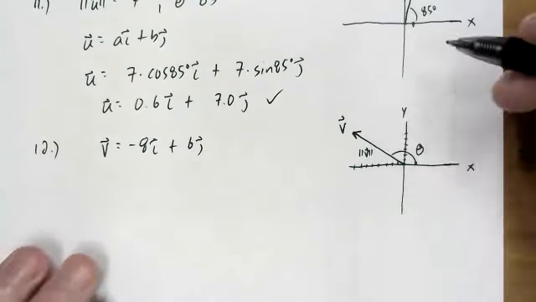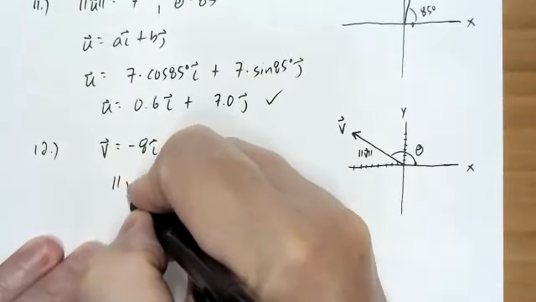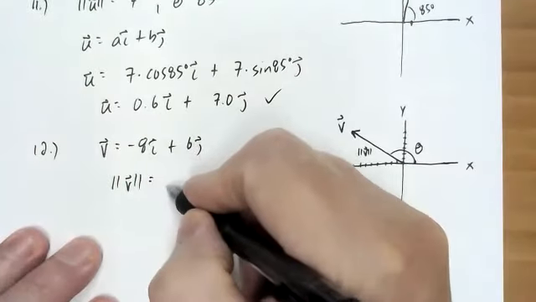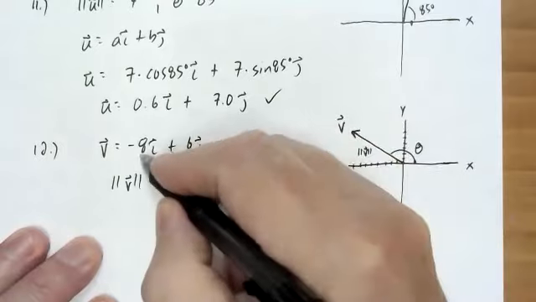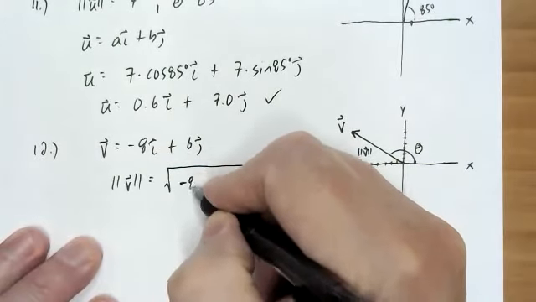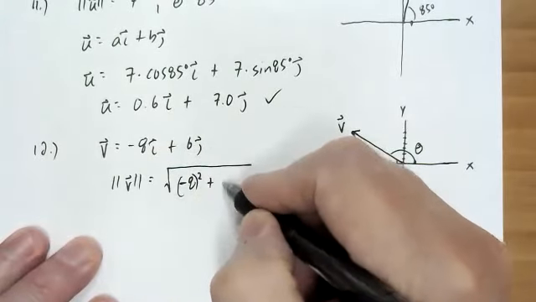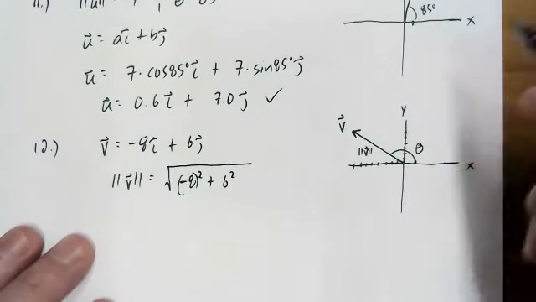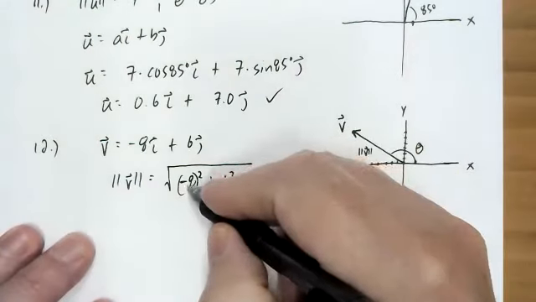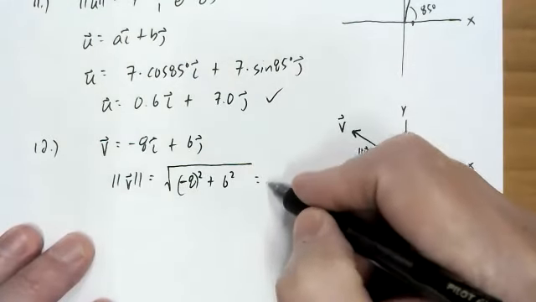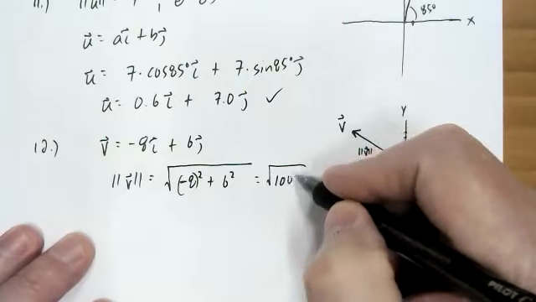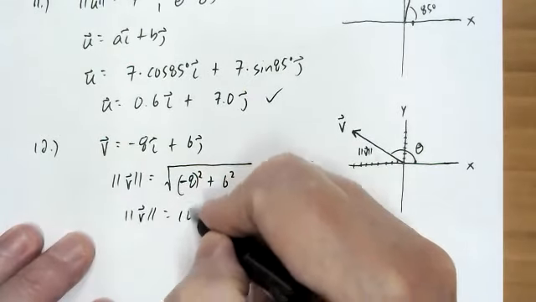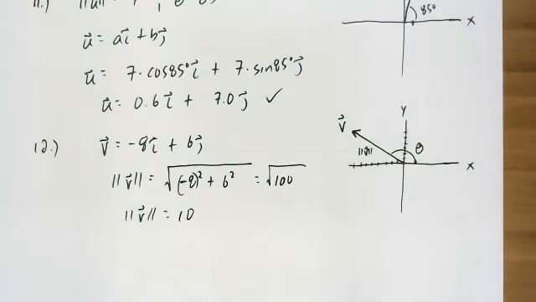Let's do the magnitude first. The formula, we just did this a few minutes ago. The formula for the magnitude of a vector is you take the x or the i part and you square it, and you add to it the j or the y part and you square it. 64 plus 36, that's nice. So actually the magnitude of the vector is 10. Nice number.